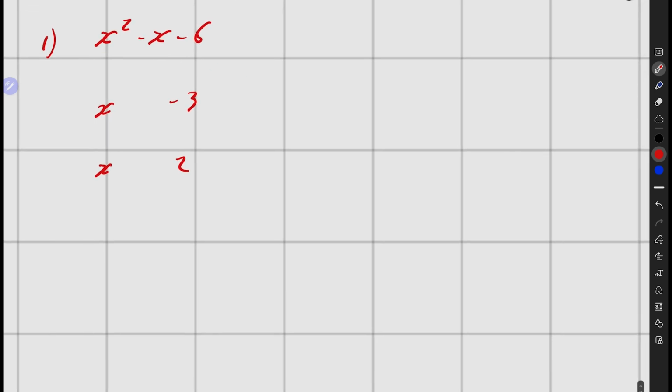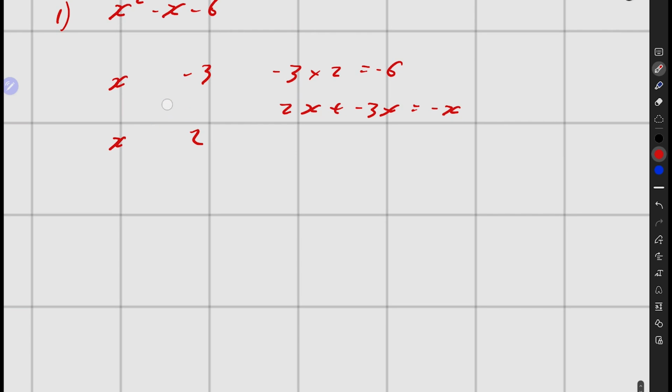Let's prove this. We have minus 3 times 2 equals minus 6, and multiplying crossways, we have 2x, and this time we're adding x times minus 3, which is minus 3x. 2x minus 3x is minus 1x, or just minus x. So that's how you check these, and I think this is the best way of doing them.